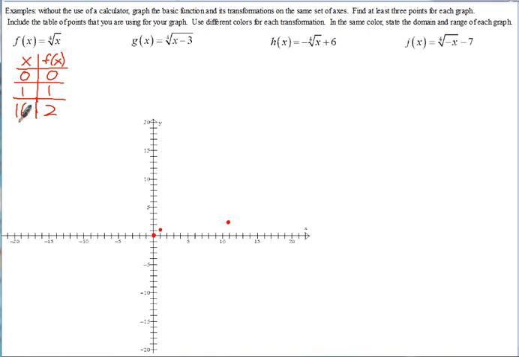Again, we can't plug in negative numbers here, and this will never give us a negative number, so the graph curves up like this. Keeps on going up, just not very quickly.